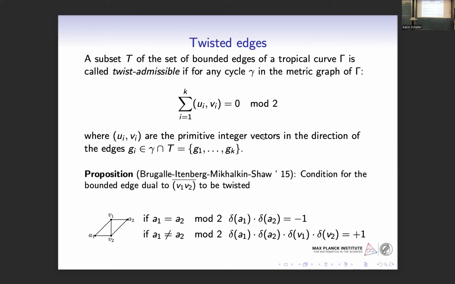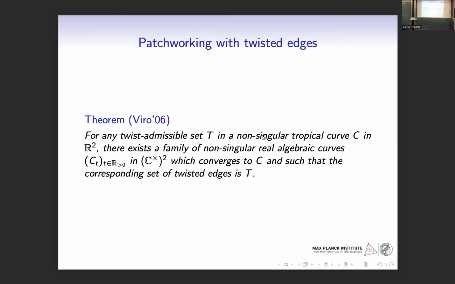And there is a patchworking theorem by Viro that says for any twist-admissible set for a non-singular tropical curve, there exists a family of non-singular real algebraic curves that converges to this tropical curve and keeps these twisted edges. So that just tells us it makes sense, right? It fits together. We have this definition of the amoeba with the twisted edges, we have the combinatorial description of the twisted edges, and they make sense together. If you approximate, the twisted edges that we defined by the sign patterns will exactly be the twisted edges.